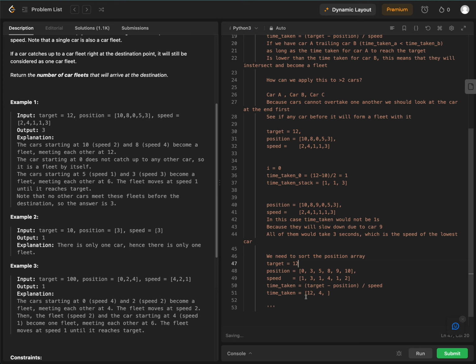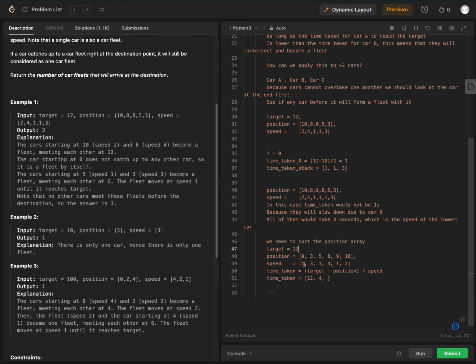Right, so 12 minus 0 divided by 1 is 12. 12 minus 3 is 9, and 9 divided by 3 equals 4, right? 12 minus 5 equals 7, 7 divided by 1 equals 7, right? Again, 12 minus 8 is 4, divided by 4 is 1. 12 minus 9 is 3, divided by 3 is 1. Then 12 minus 10 is 2, divided by 2 is 1, right?